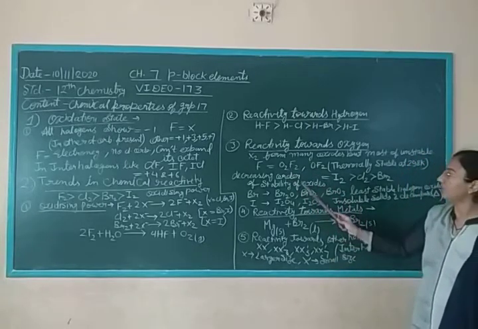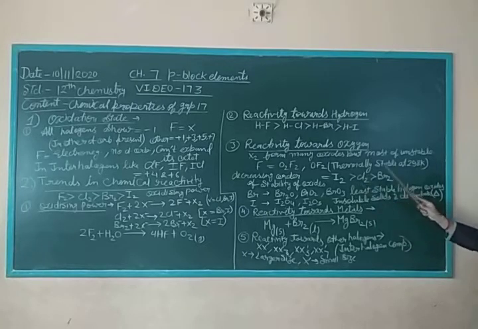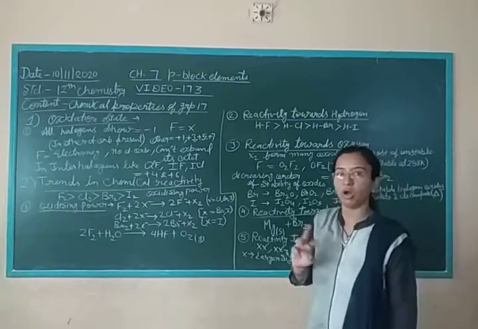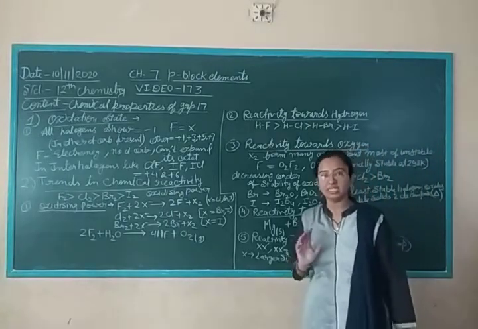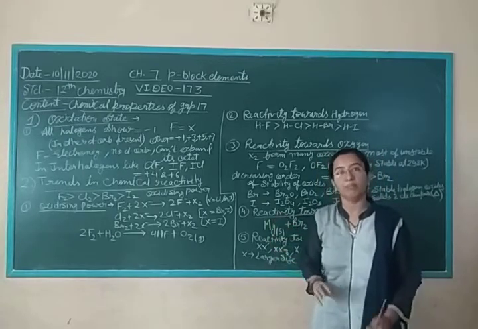Then we see the decreasing order of stability of the oxides. Iodine forms oxides more easily than chlorine, and then bromine. The reason is that the bond between iodine atoms easily breaks, because iodine's size is maximum compared to fluorine.